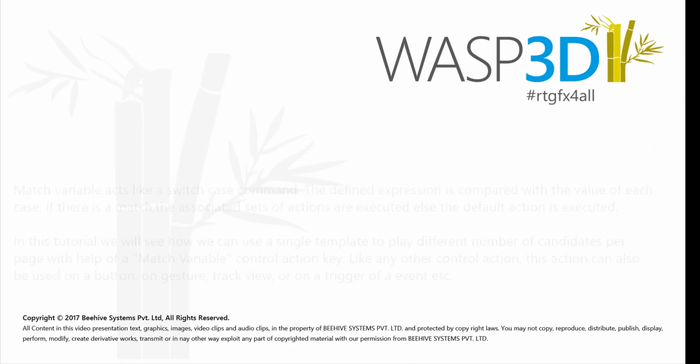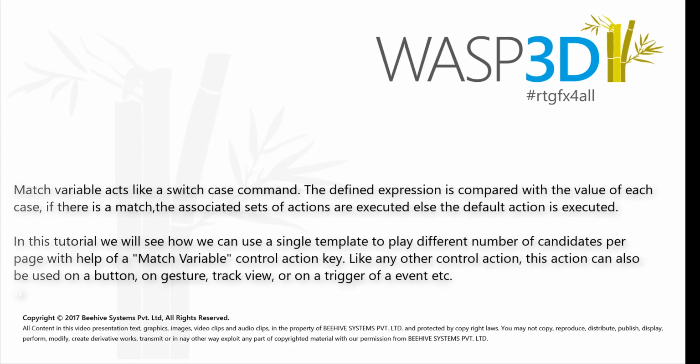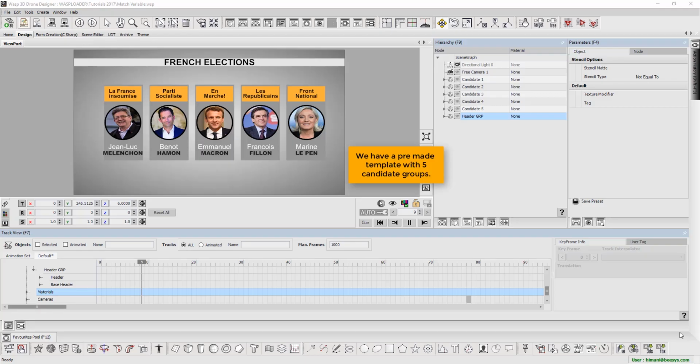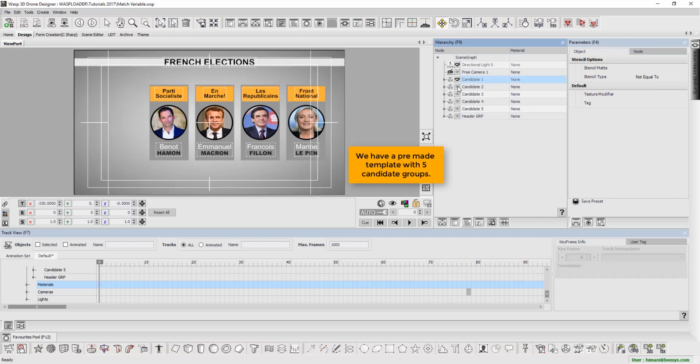In this tutorial, we will see how we can use a single template to play different number of candidates per page, with the help of a match variable control action key. For this tutorial, we have a pre-made template consisting of 5 candidate groups.